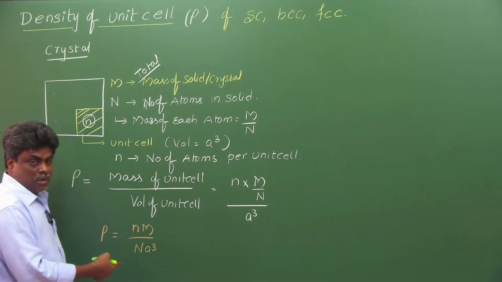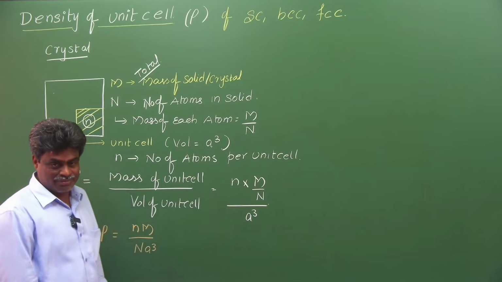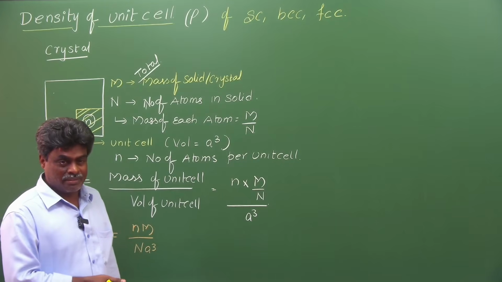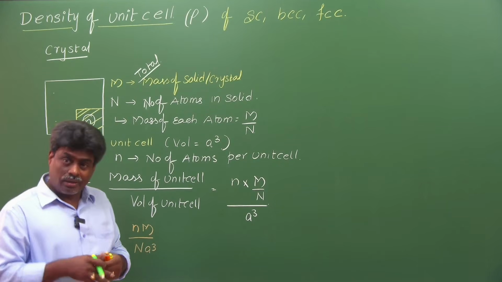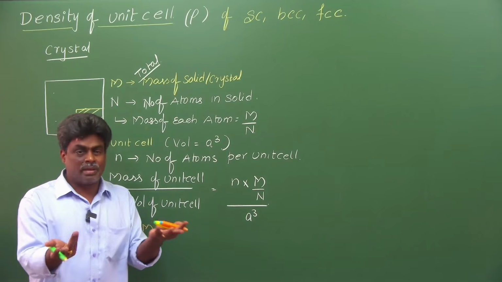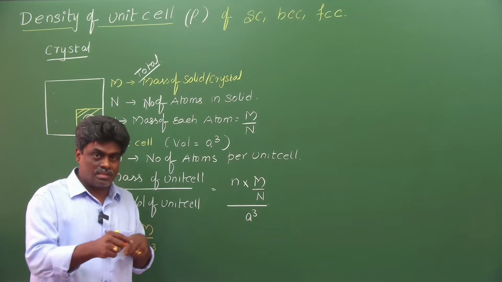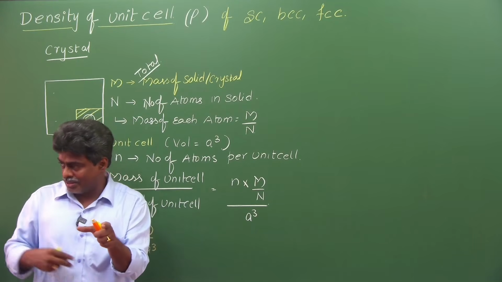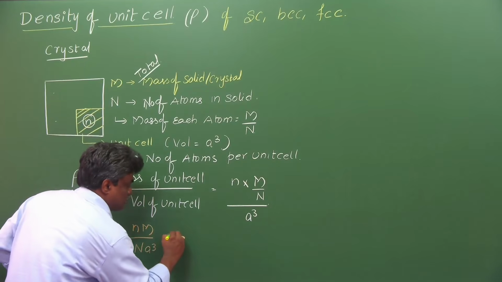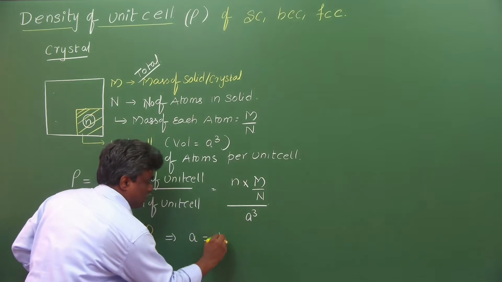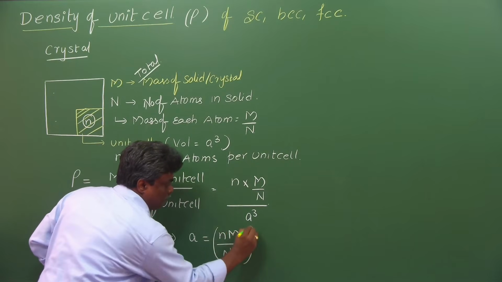Generally we will use this formula for finding the lattice parameter, not for finding density. Density they will give. We have to find the lattice parameter, because we can't see inside the structure. Density we can find, so many experiments are there. But we can't open the structure and see inside what is the parameter, what is the distance between crystal planes, all these things we can't see. That's why we will use this to find the lattice parameter. a equal to small n capital M by capital N rho, whole power 1 by 3.